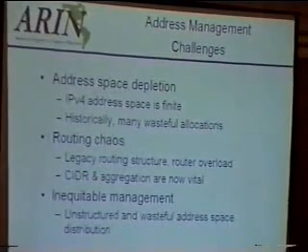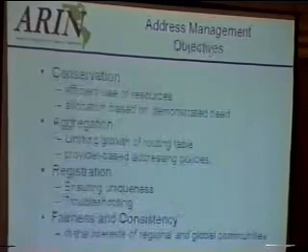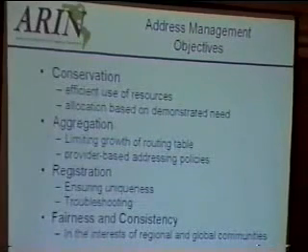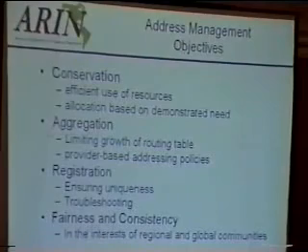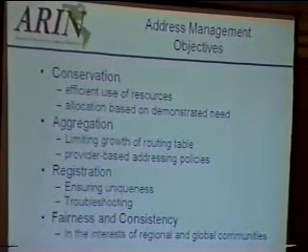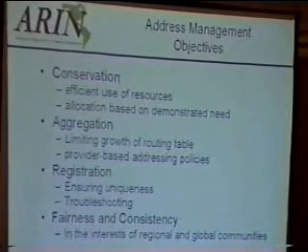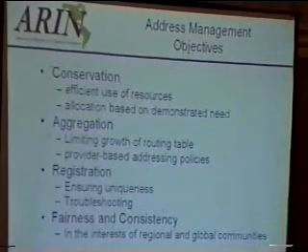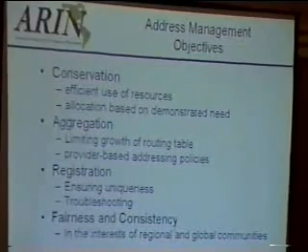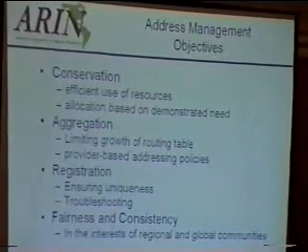There's been some inequitable management of the address space. There's been some wasteful address space distribution over the last 20 years. So there's a lot of challenges to what we have to do today and what we have to overcome. Some of the objectives that we have in meeting those challenges, one, conservation, the efficient use of the resources. The regional internet registries are in place to ensure that the resource is being used efficiently, that it's not just being wasted and handed out to entities that do not need the address space, so that it's there when your company starts in a few years. And allocations are based on demonstrated need. That's the case with all three regional internet registries.